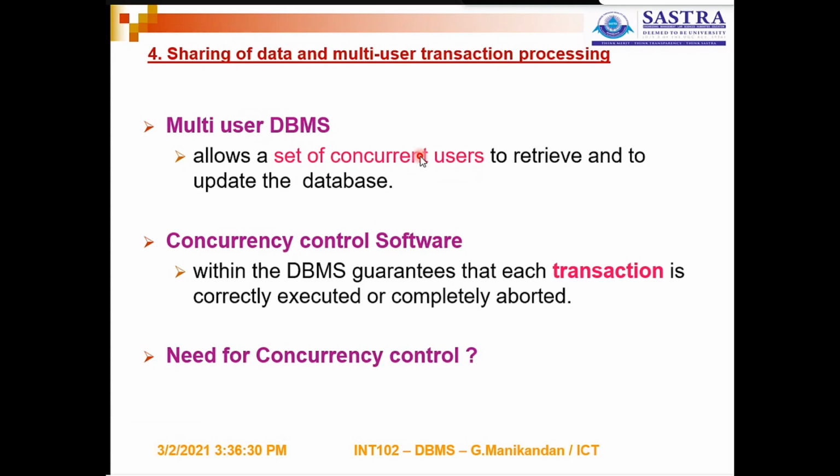So in a DBMS, one requirement is that it contains a separate module called the concurrency control module, or concurrency control software. The responsibility of this software is to ensure that each and every transaction is executed in a proper fashion. Another thing is that whenever we use the term transaction, it needs to satisfy some properties. I will explain that in the next slide.